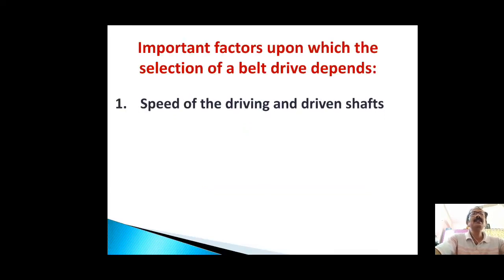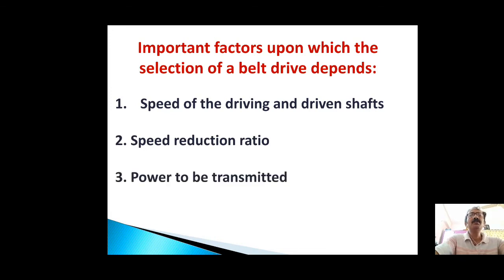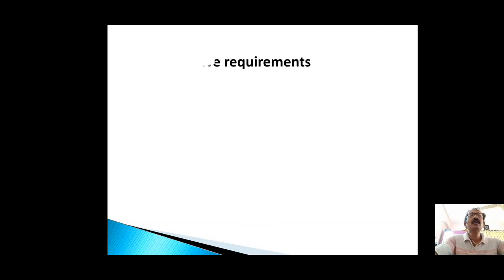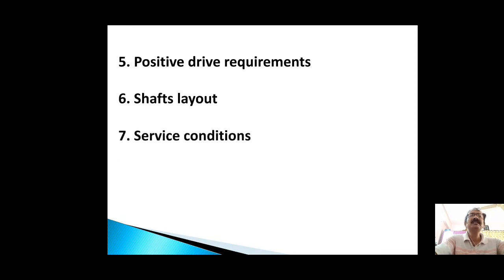Now, the important factors upon which the selection of a belt drive depends: number 1, speed of the driving and driven shaft; number 2, the speed reduction ratio; number 3, power to be transmitted; number 4, the center distance between the shafts; number 5, the positive drive requirements; number 6, the shaft layout; number 7, the service condition; number 8, available space.